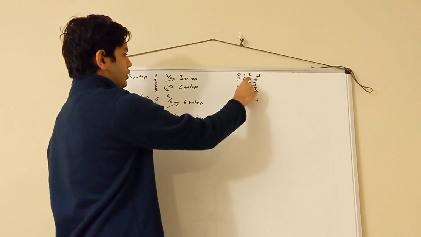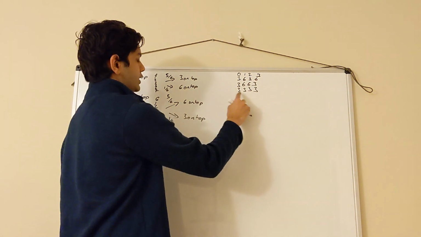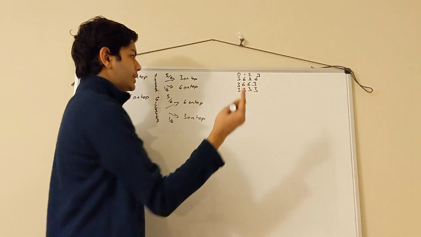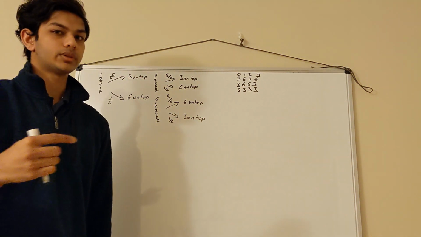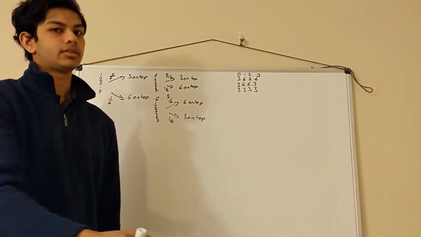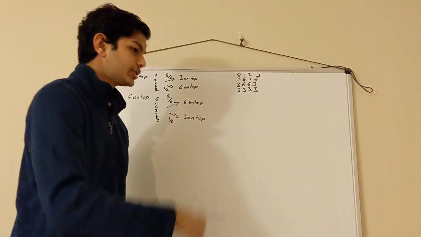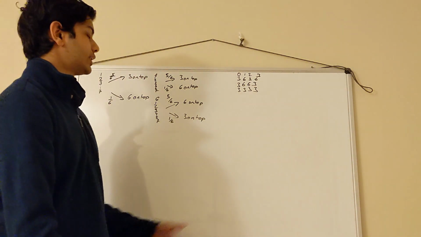Here we have 1 switch, 2 switches, 3 switches. Here we have 1 switch, not a switch, 2 switches. Here we have no switches at all. So it's pretty easy to see that if you have an even number of switches, then you're going to switch an even number of times between 3 and 6, and you're going to end up back at 3. However, if you have an odd number of switches, then you're going to switch an odd number of times between 3 and 6, and you're going to end up at 6.